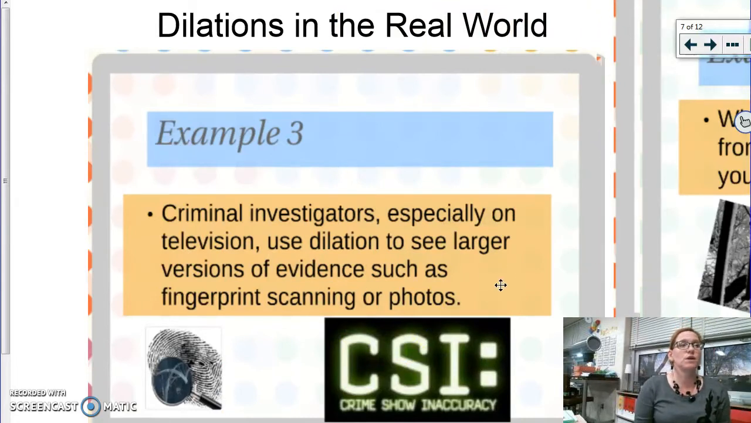Another area would be criminal investigators, especially on television. You use dilation to see larger versions. They'll use that to look through evidence at crime scenes, such as fingerprints, using that to enlarge to see all of the scanning of the photos and all the imprints to gather information. So if you ever watch that show, take a look at how they use dilations to help solve their cases.